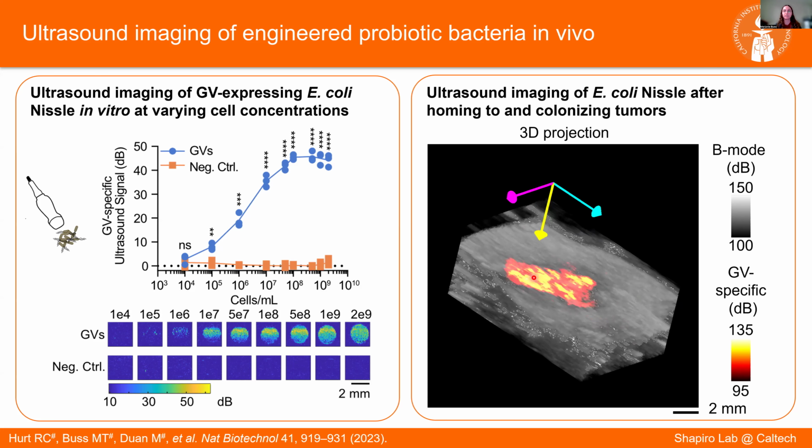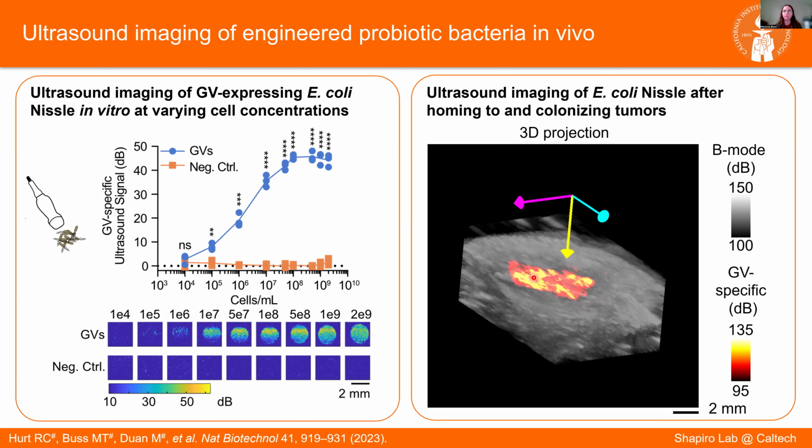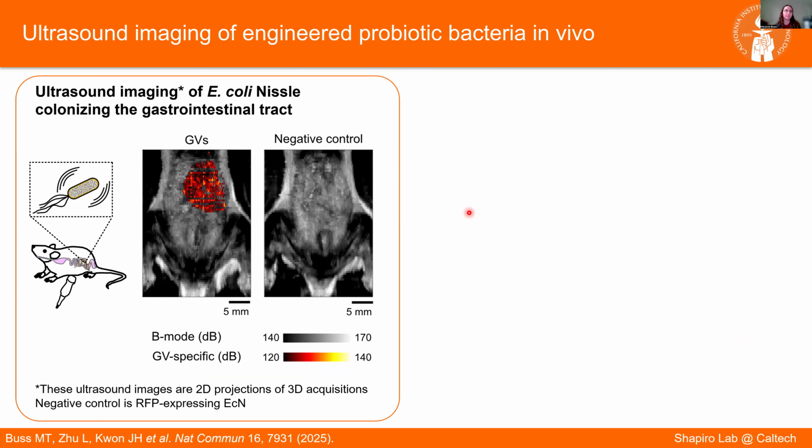The other main application is inside the gastrointestinal tract. So next we got the engineered Nissle to colonize the gastrointestinal tract of mice using antibiotics. And we were able to see strong GV-specific ultrasound contrast in all of the mice that were colonized by the GV-expressing Nissle and not in the control mice that were colonized by a fluorescent protein expressing Nissle.